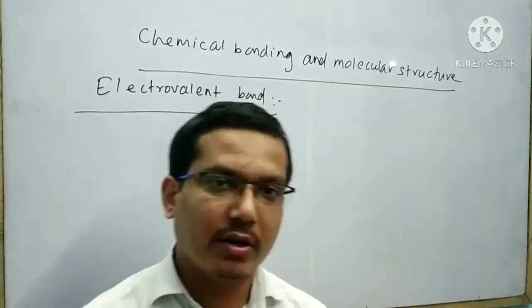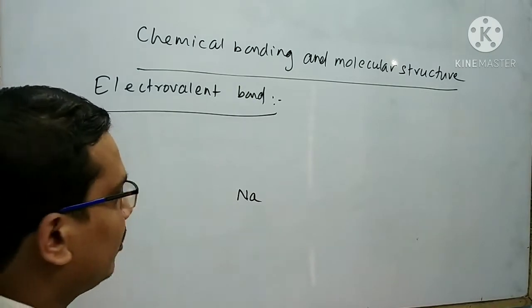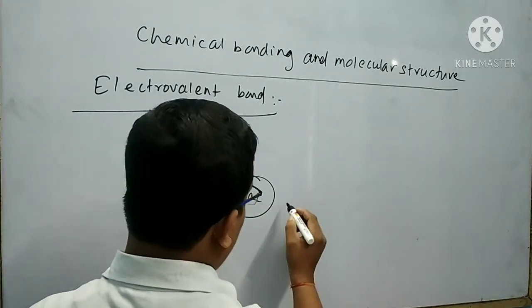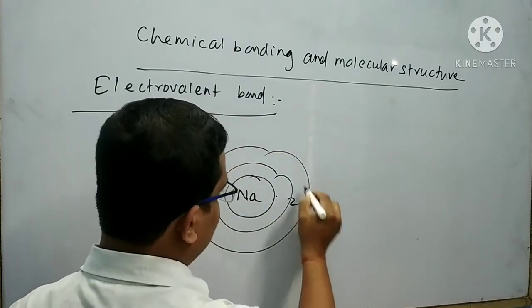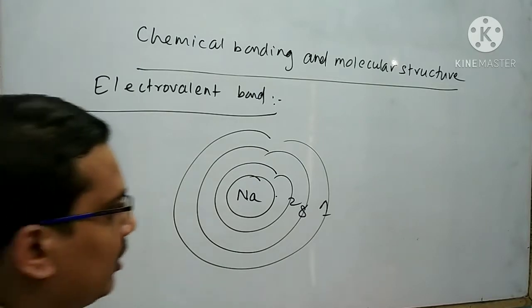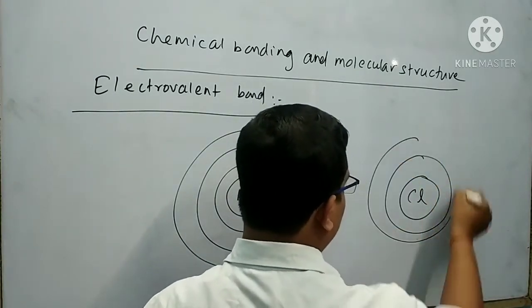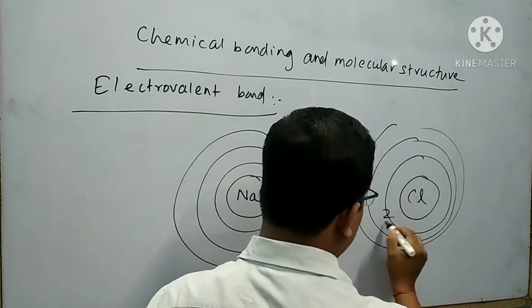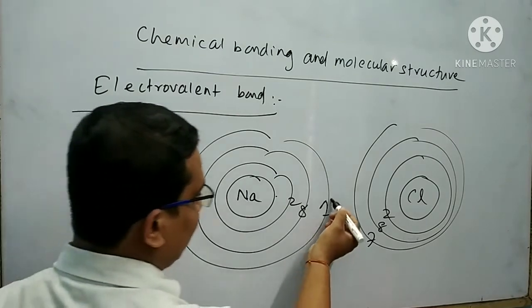For example, sodium having electronic configuration is your 2 8 1. Suppose chlorine, the electronic configuration of chlorine is 2 8 7.